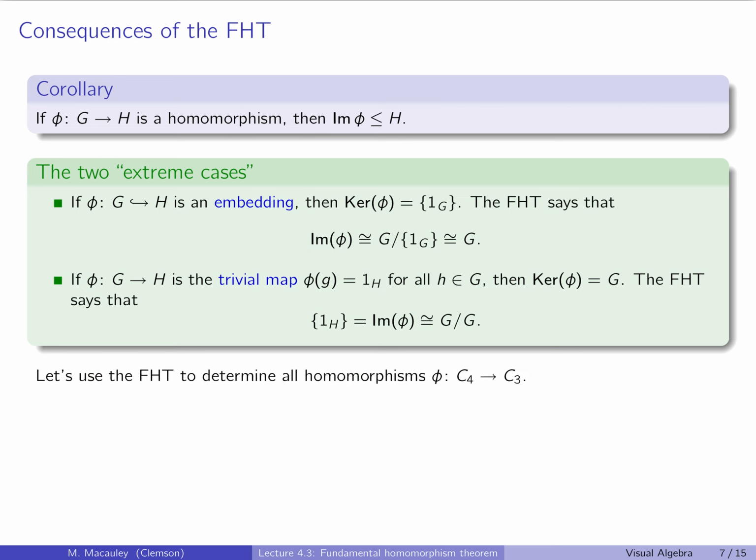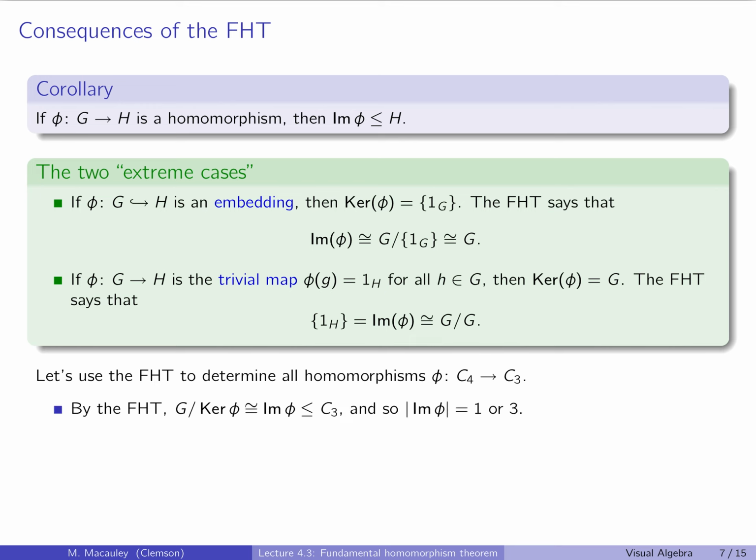Next, I want to use the fundamental homomorphism theorem to determine all homomorphisms between cyclic groups. We'll start with C₄ to C₃. Now we can't always do this for general groups, but I'll show you some examples where we can say something. First of all, you should look at this and say, there's not going to be any other than the trivial one, because this is a 4 cycle and we're somehow wrapping it around a 3 cycle, and there's really no way to do that. But let's prove it.